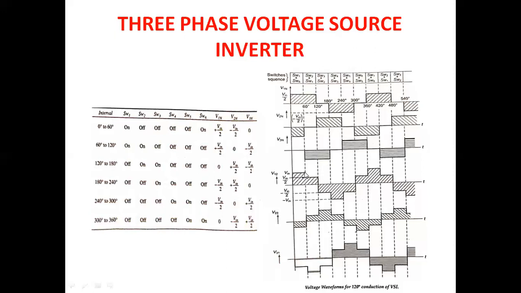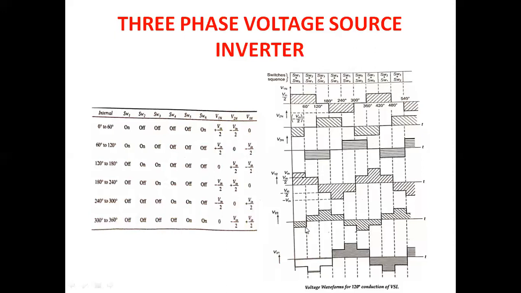For V12. So what is V23? That is V2n minus V3n, that is minus Vin by 2. So that is clear here. For that interval, it is minus Vin by 2.